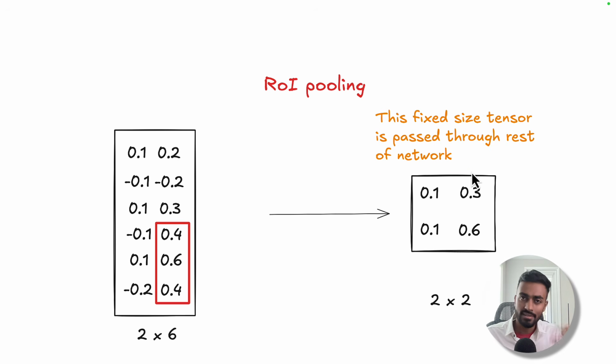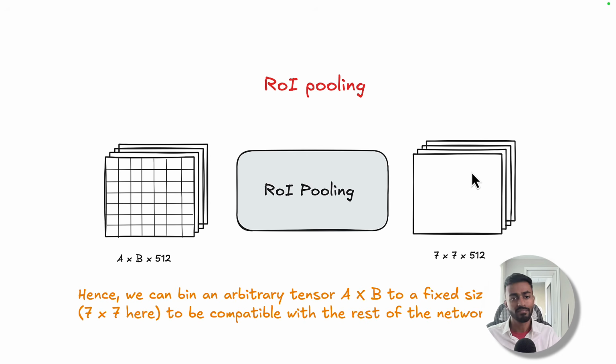And so I think you can see this effectively. We can bin any arbitrary tensor of A cross B into a fixed size tensor like 7 cross 7 over here to be compatible with the rest of the network. And hence this RoI pooling, while the mechanics of it is quite simple, is a very important process in this fast RCNN object detection pipeline. So I hope that makes sense.